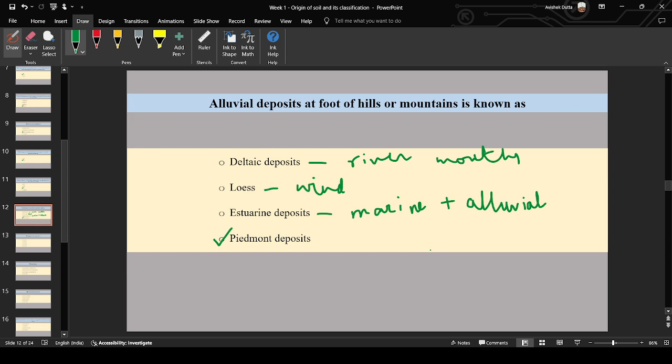So deltaic deposits, alluvial deposits deposited at the river mouths. Loess is transported by wind, which is not alluvial deposit. Estuarine deposits, it's a combination of marine and alluvial deposit at the river mouths. Piedmont deposits are the alluvial deposits formed at the foot of hills or mountains. The answer is Piedmont deposits.